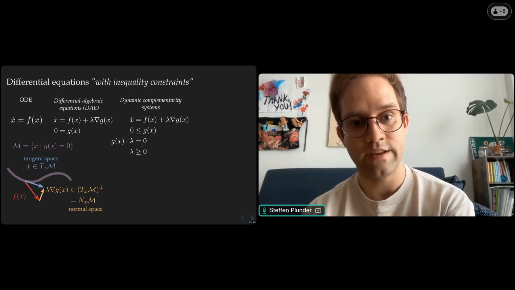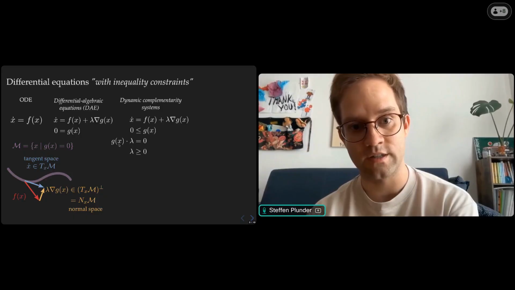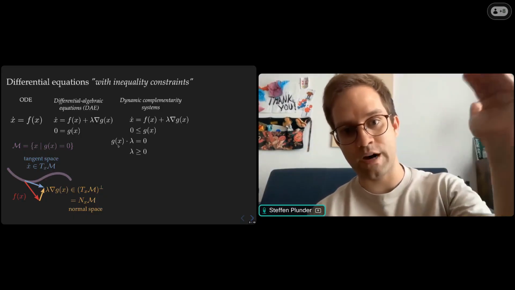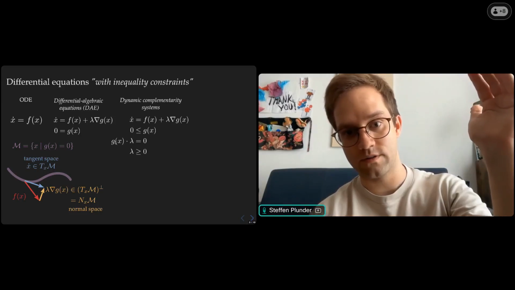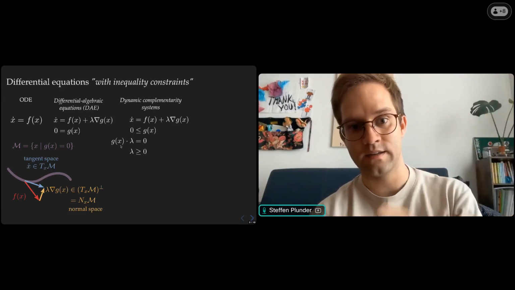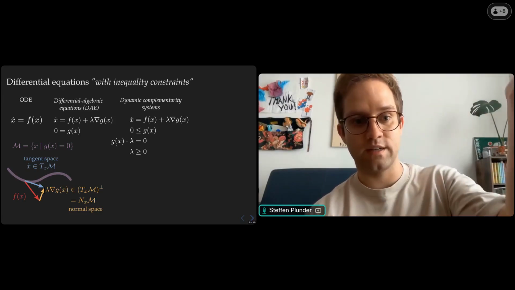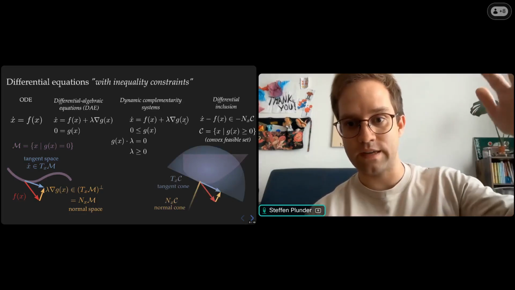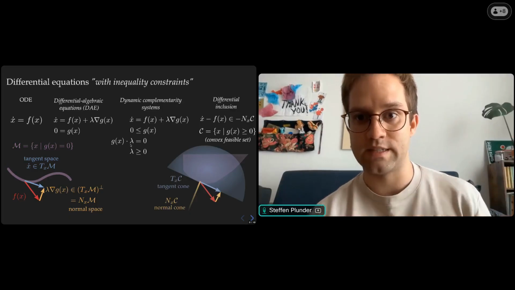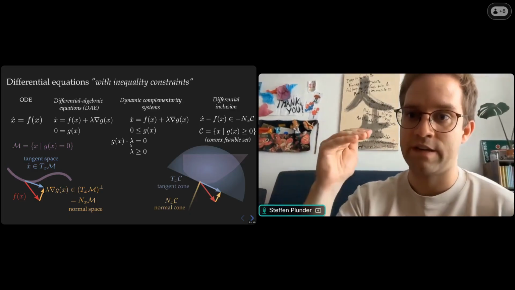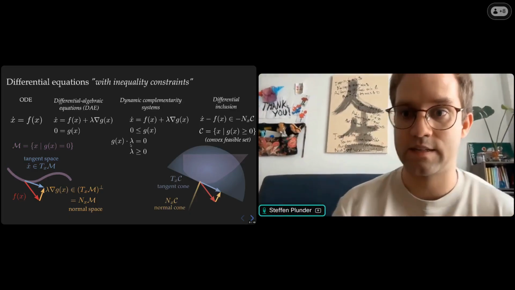And then we have this complementarity condition, which says that if we are on the boundary of the constraint, so g of x is 0, then lambda can be anything. But if g of x is positive, so we are in the inside of the set, then lambda needs to be 0. So lambda can only be active when we are on the boundary of our feasible set.